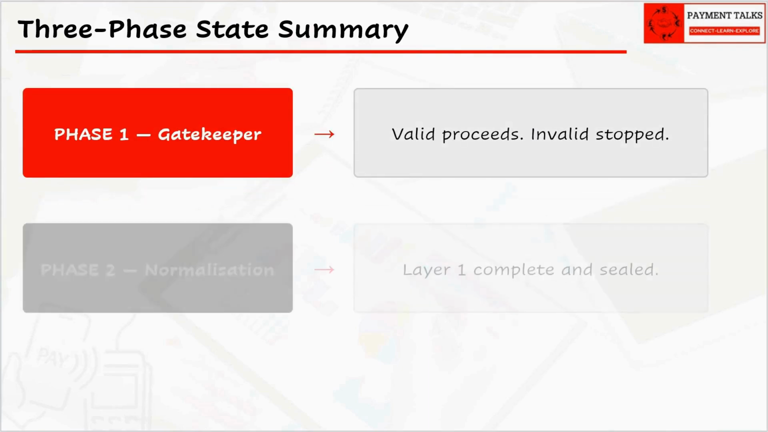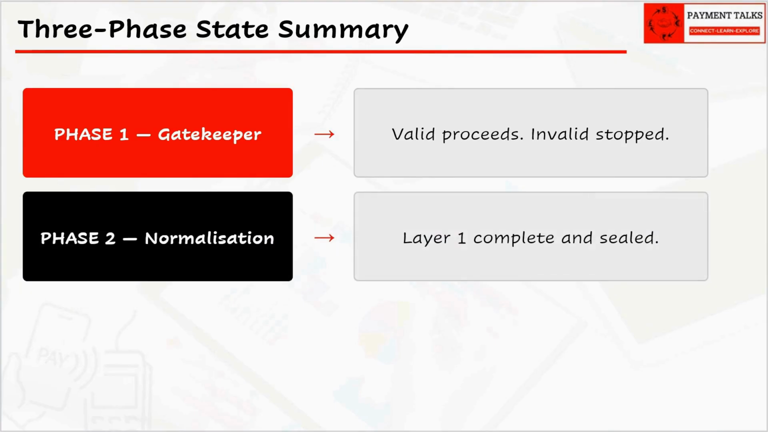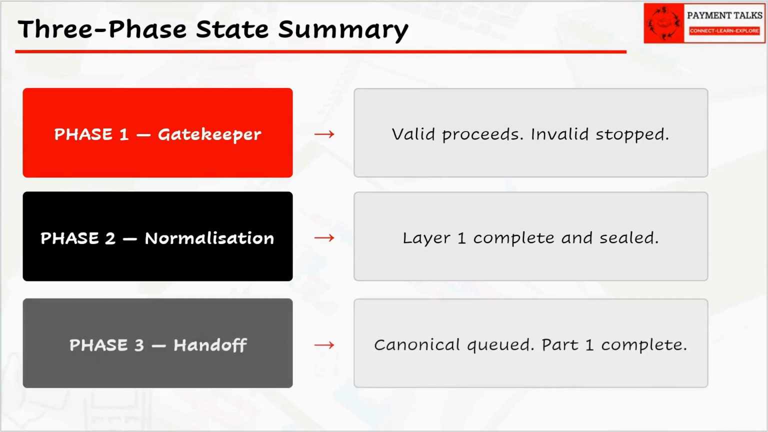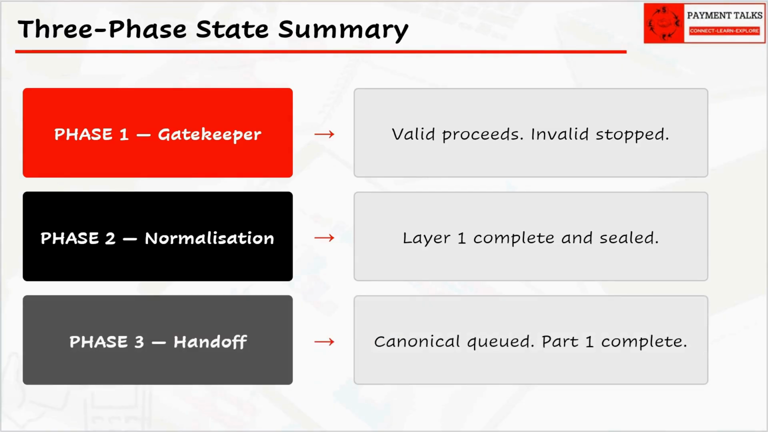Phase 2 normalizes all channel formats into one canonical structure and seals layer 1. Phase 3 records the handoff state and queues the canonical for the enrichment service. At the end of phase 3, part 1 is done.